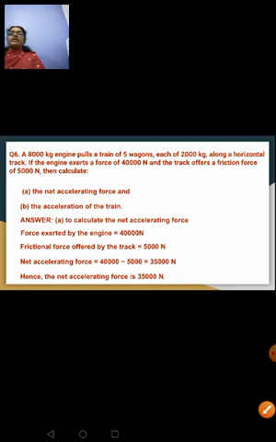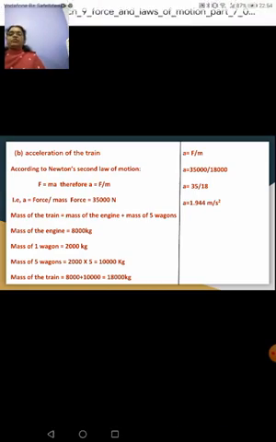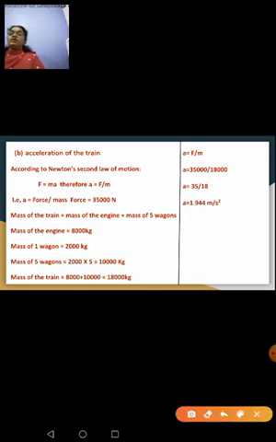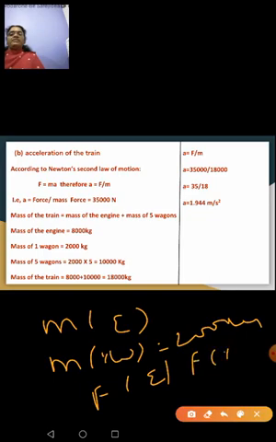Second is to calculate the acceleration of the train. Here you should be very, very careful. What are the terms given in the question? Now how you have to apply, I am telling you. They have just given you the mass of the engine. There are 5 wagons. They said the mass of one wagon is equal to 2000 kg. That's what they have given. And they have talked about the force offered by the engine, and the force offered by the track.